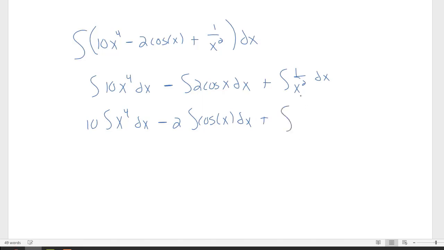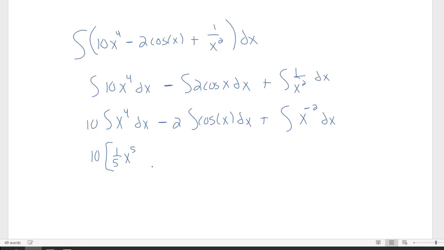And then just to remind you that 1 over x squared, I need to use the power rule. So I need to write this as x to a power, right? So then I can add 1 to the exponent and divide by that new exponent. So when I do the power rule with x to the 4th, I'm going to get 1/5 x to the 5th.